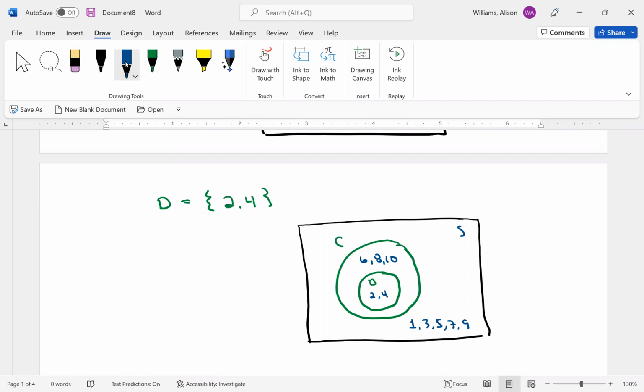S. Sometimes they call the universe U, by the way, just because it makes sense since we're using that terminology. So be aware, they might use the word U or the letter U instead of S. They're the same. They represent the whole group that we're looking at.